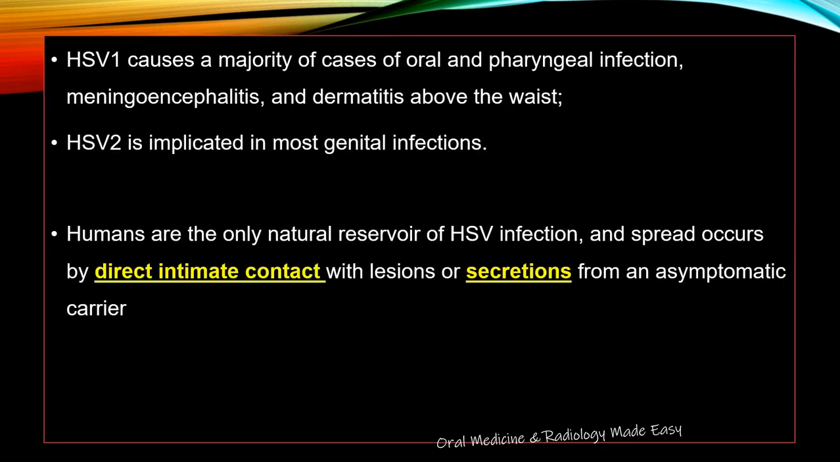Herpes simplex virus 1 causes the majority of the oral and pharyngeal infections, meningoencephalitis, and dermatitis above the waist, whereas HSV2 causes genital infections. Humans are the only natural reservoir of HSV infection, and spread occurs by direct intimate contact with the lesions or secretions from an asymptomatic carrier. Either by direct contact with the lesions or contact with the secretions from an asymptomatic carrier, HSV can spread.